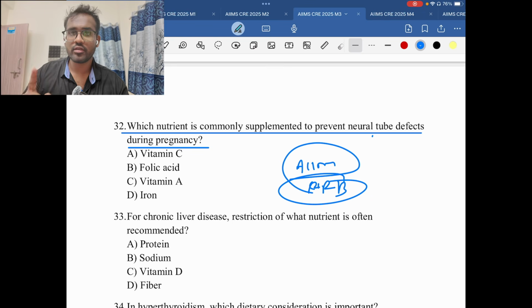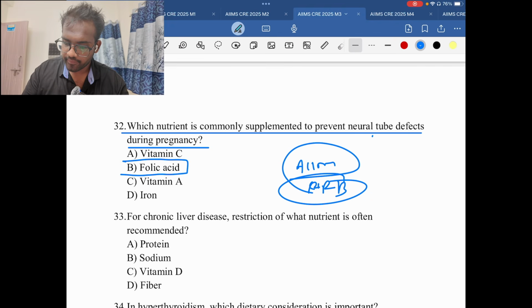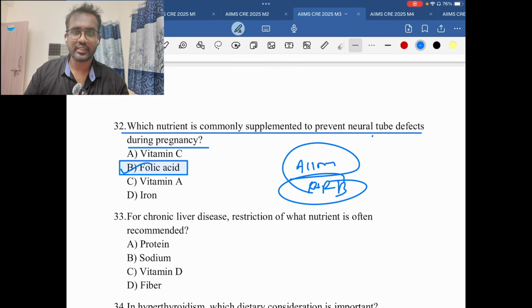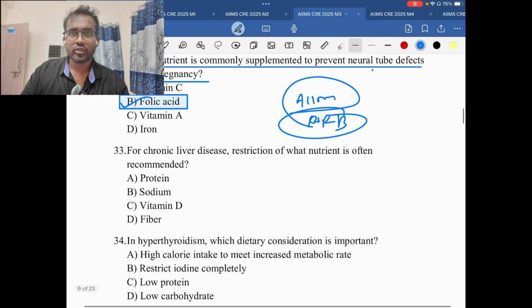Okay, neural tube defect is caused due to deficiency of folic acid. So always remember the answer will be B. Answer is B.